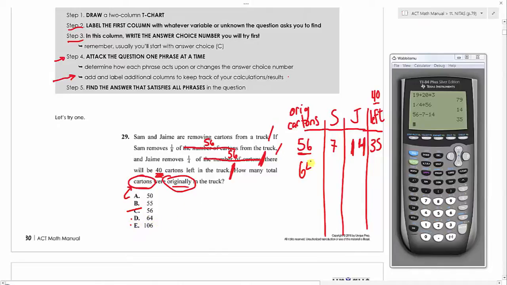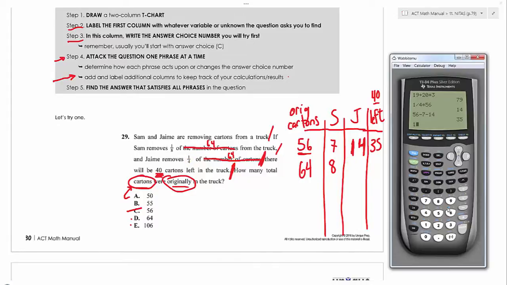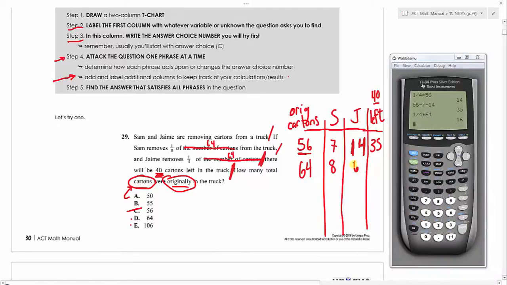So let me try 64, and now I'm going to do exactly the same thing that I just did. So now instead of 56 cartons here, I have 64 cartons that I'm working with. So 1/8, Sam removes 1/8 of 64, that is 8 cartons. Jamie removes 1/4 of 64 cartons. Again, I don't want to use any brain power here. I'm going to do 1/4 of 64. 1/4 of 64 is 16 cartons. So Jamie removes 16 of those cartons.